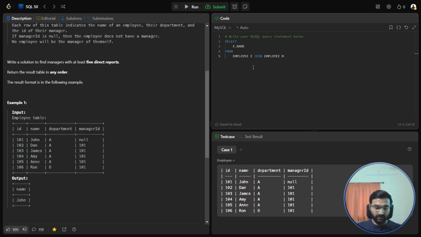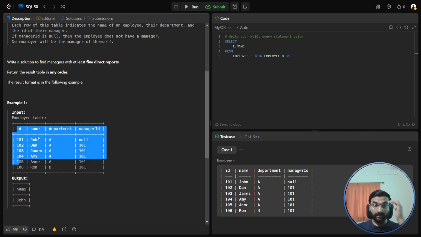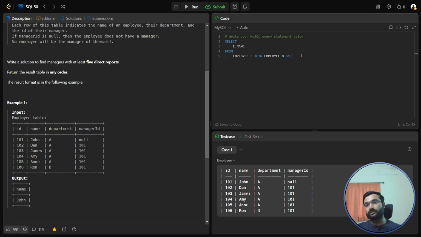m on. Here comes the interesting part. Since I'm joining the same table, it does not mean that I join on the same column. If I join it on the same column, it will still join, that is not an issue. The issue is I want to join the ID with the manager ID. Only if I do this can I get the correct output. Because if I join on the same column, I won't get the correct output, and manager ID will not be taken into consideration. So I'll join e.id is equal to m.manager_id.